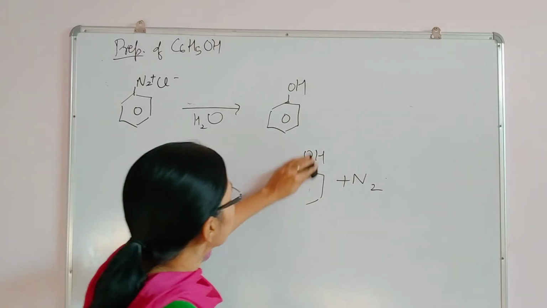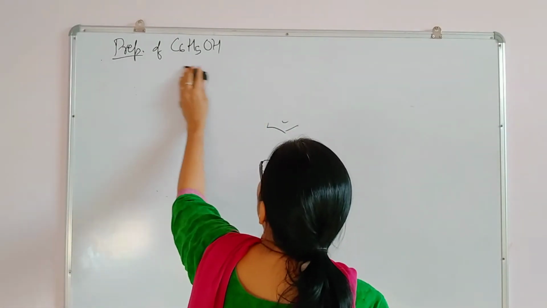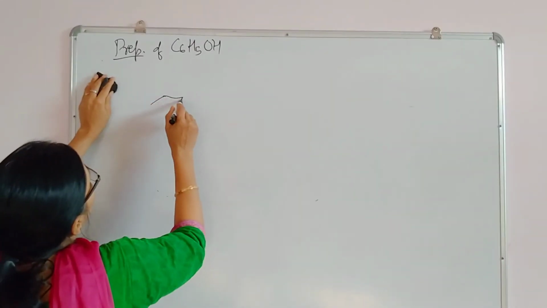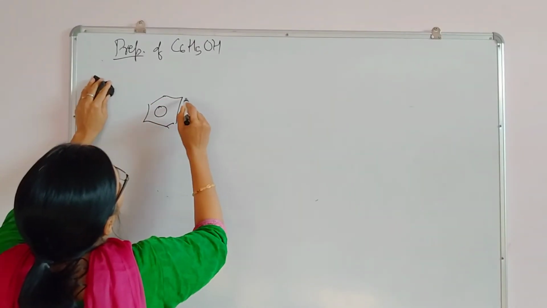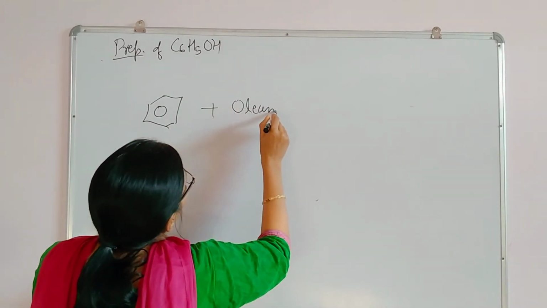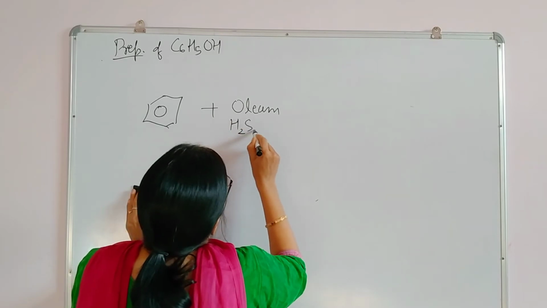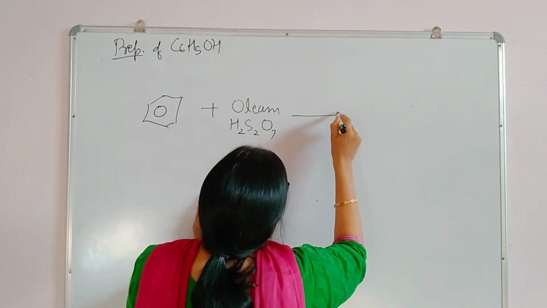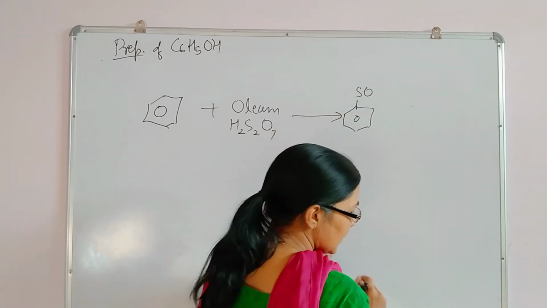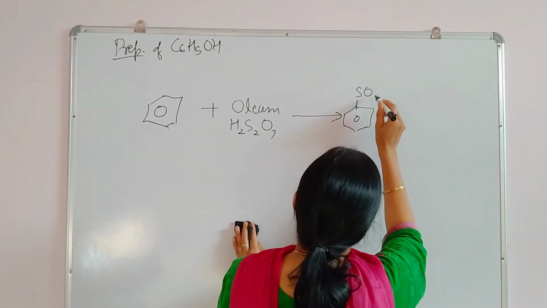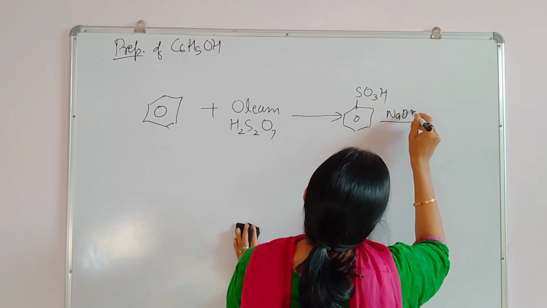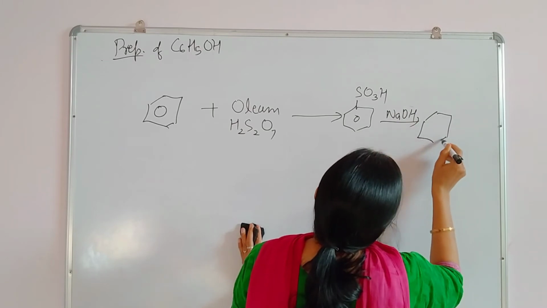Next in the row, benzene sulfonic acid, or from benzene, oleum. There will be formation of benzene sulfonic acid. As it is acid, it will be treated with base. There will be formation of phenol.